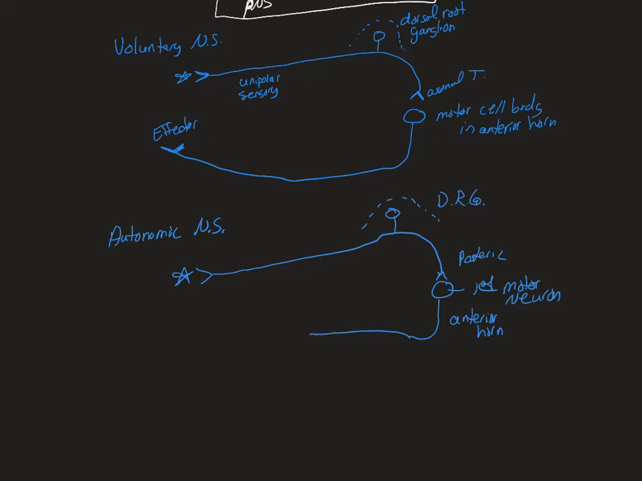And then it's going to go into another ganglion. And we're just going to call this a peripheral ganglion because it's outside of the central nervous system and it's not a dorsal root ganglion, okay? And there it's going to synapse with the second motor neuron. And then that is going to go to the effector organ and cause a smooth muscle contraction or cause something else to happen. I don't know.